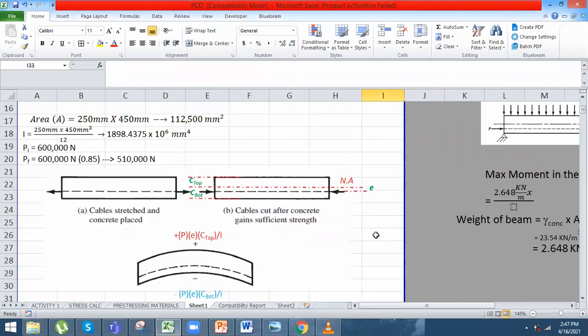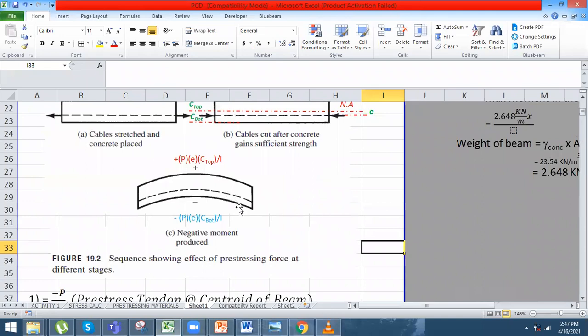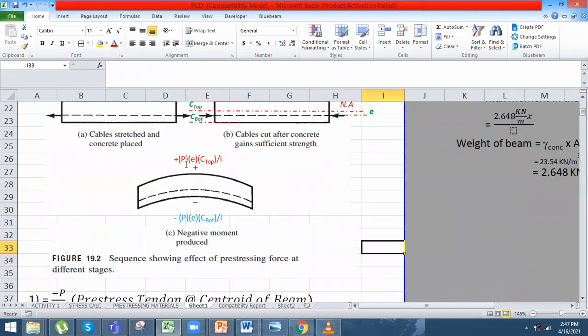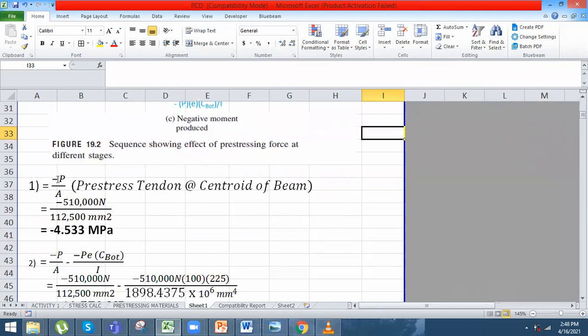Due to the pre-stressing force, if it is located at an eccentricity E below the neutral axis, then it would create a bending like this one. This is the key to solving our problems, guys. If the pre-stressing force is located below the neutral axis, it would create a positive flexural stress for the beam on top and negative at the bottom. So for the first one, the pre-stressing tendon is at the center of the beam. The solution is just negative P over A.